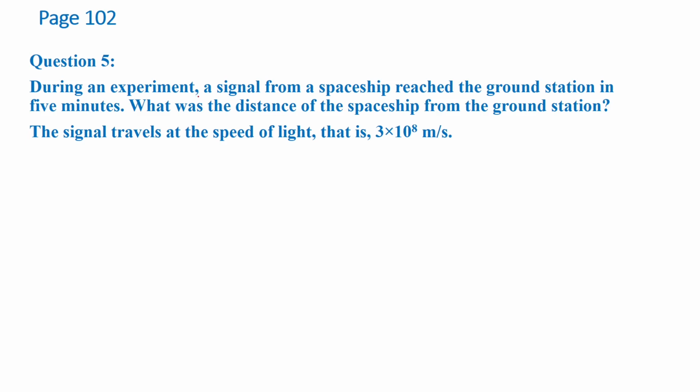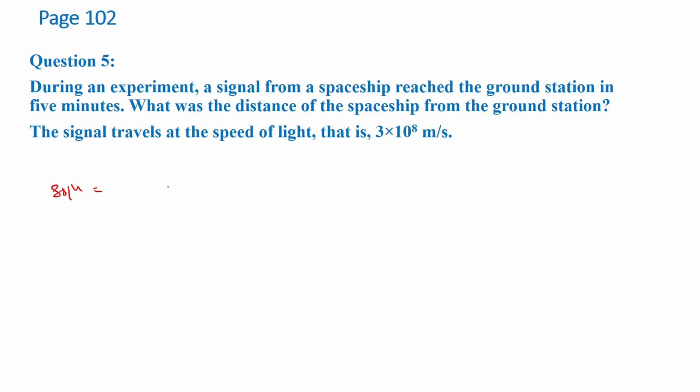Next, during an experiment, a signal from the spaceship reached the ground station in 5 minutes. What was the distance of the spaceship from the ground station? The signal travels at the speed of light, that is 3 into 10 to the power 8 meter per second. Here we have to find the distance from the spaceship to the ground station, and we know that the speed of light is given as 3 into 10 to the power 8 meter per second.